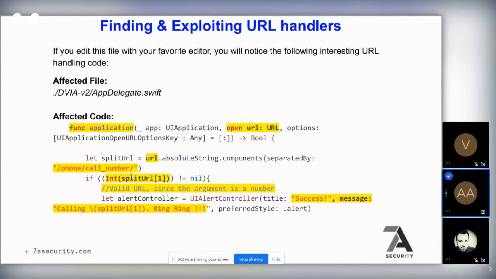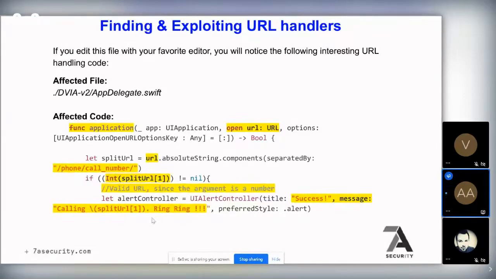So this means that this check here is checking the number that comes after this, because the array starts with 0, so 1 is what comes after, not before. So URL 1 means the second chunk, which is whatever comes after the call number, and then this is casting whatever value is there to integer and checking that the casting works, right? So if the casting is different than nil, then it assumes that this is safe, and then it tries to make a phone call.